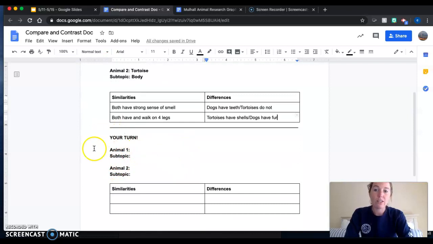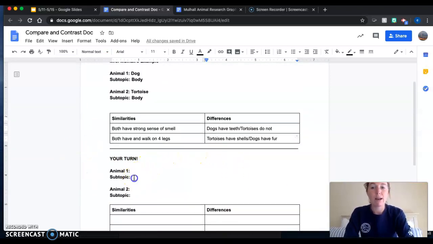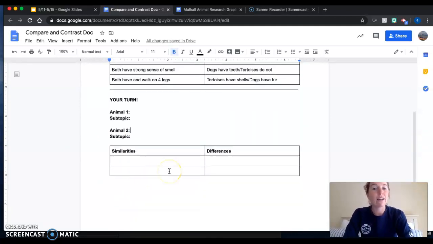Now it's your turn to do it underneath. So think about the subtopic that you chose yesterday. This subtopic should be the same. Think about the animals that you've researched, and think about how you're going to compare and contrast these animals. Good luck!